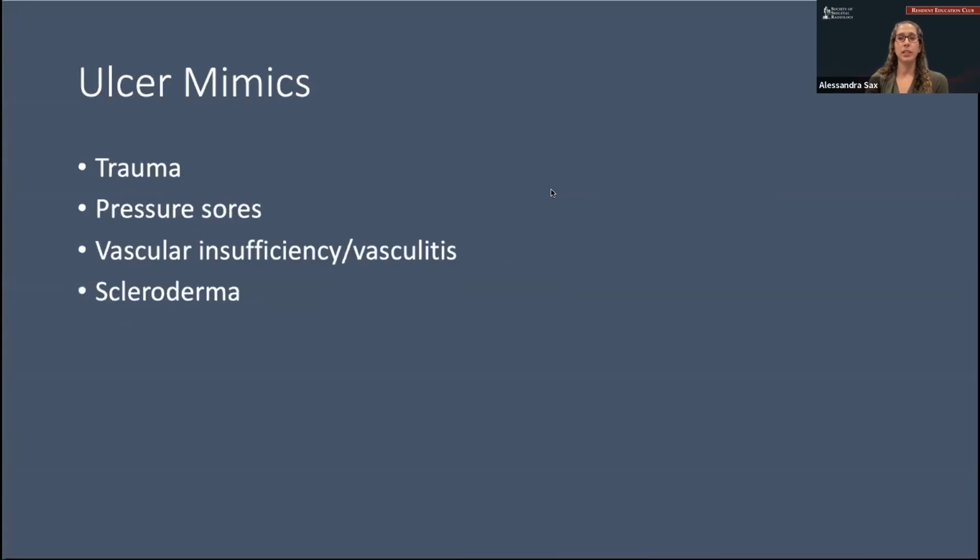Some other mimics, except for the marjolin ulcer, which isn't as common: trauma, sores, vascular insufficiency, vasculitis, and scleroderma.